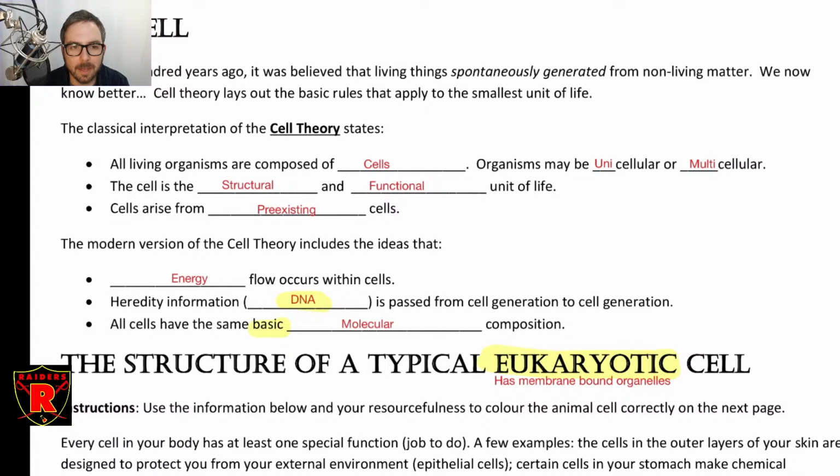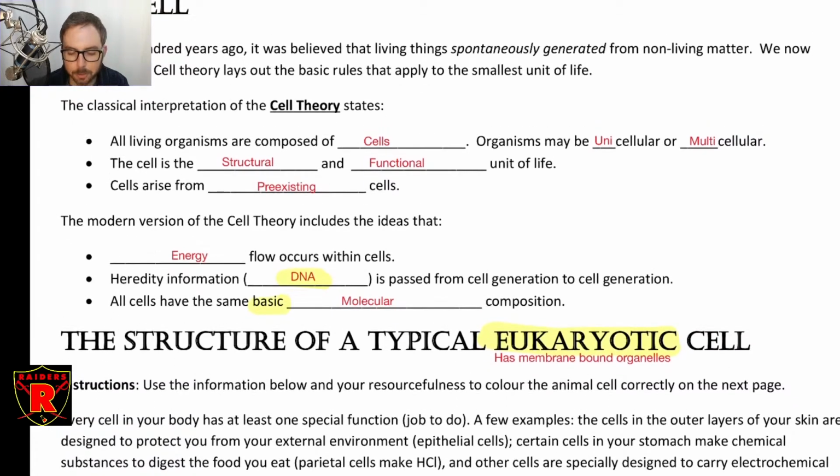So sometimes these first three rules are known as the classical interpretation of the cell theory, because these are like the first things that we discovered about cells, through early experimentation and observation. So the first three points here are the first three tenets of cell theory.